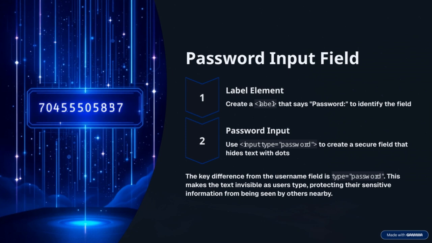It's also important to include a label for clarity. So you'll create a label that says password to identify the field clearly for users. Putting it all together, a password input field with a label not only enhances security, but also improves usability. Remember, the main point here is that using type equals password is a simple yet essential way to safeguard users' sensitive information when they're entering passwords or other confidential data.